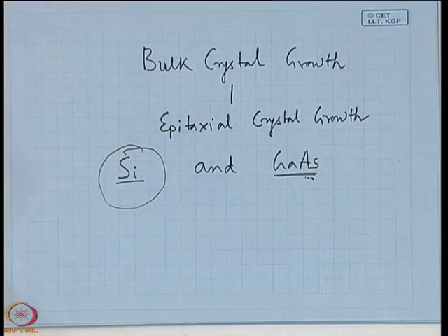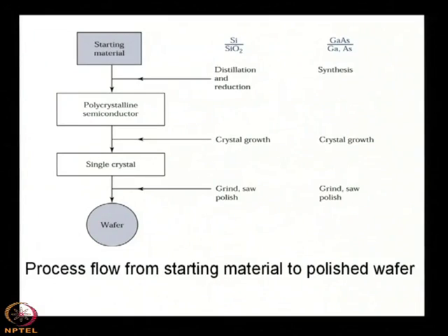Now, if you see this view graph, you will see that first we start from a starting material, and then polycrystalline semiconductor will be grown, and finally the single crystal, and then the single crystal will be cut into pieces to form the wafer on which the whole technology is based.